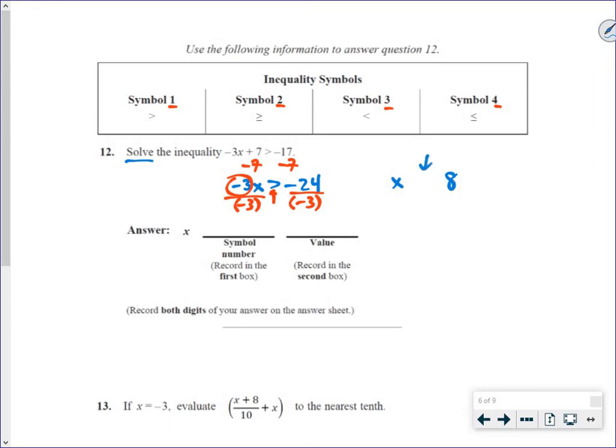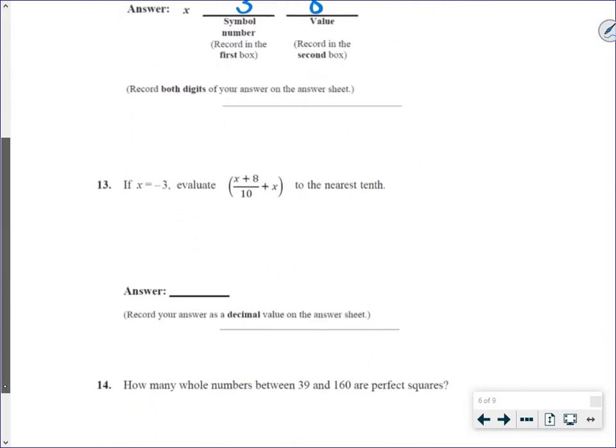Now, what goes here? Should it still be that? Well, it should be this, because the direction changes. Notice the alligator mouth is now eating toward the right rather than what it was originally, which was to the left. So the direction changes when you divide by a negative number with an inequality. Okay, so notice this is matching up with symbol 3. So I should put a 3 there, and the value is 8. So 3, 8 is the answer for that one.